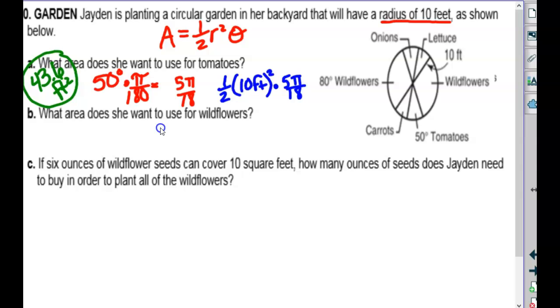B says, what area does she want to use for wildflowers? We need a little geometry here because she's planting wildflowers over here and over here. Wouldn't we just get rid of the half we used throughout the area? You know, sort of? We could. Yeah, we could say, I'm going to do this one and double it. That would work. I was just thinking we could say each of those would be 80 degrees worth.